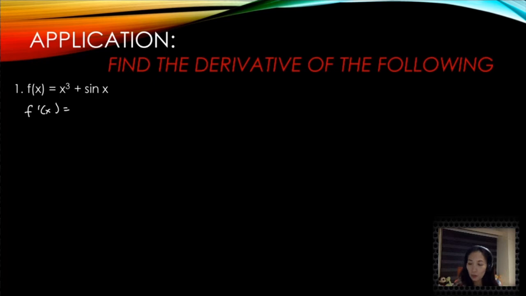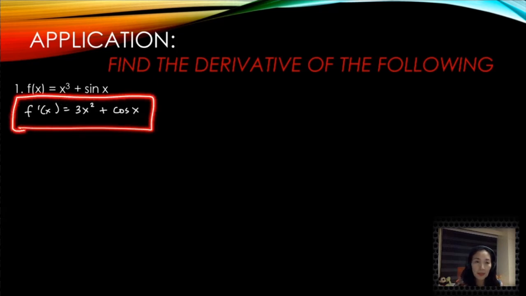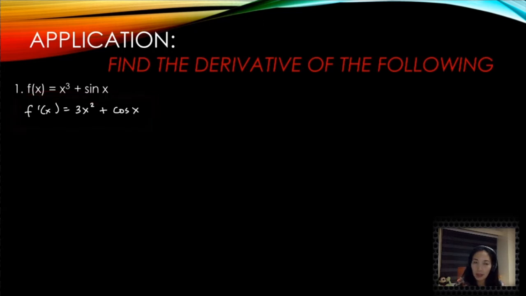So f prime of x is simply, differentiate x cubed. What will it be? From the power rule, it's 3x squared. Plus, now differentiate sine x. The derivative of sine x from our previous slides is cosine x. So this is the answer, as simple as that. f prime of x is equal to 3x squared plus cosine x. Now we proceed to the next problem.